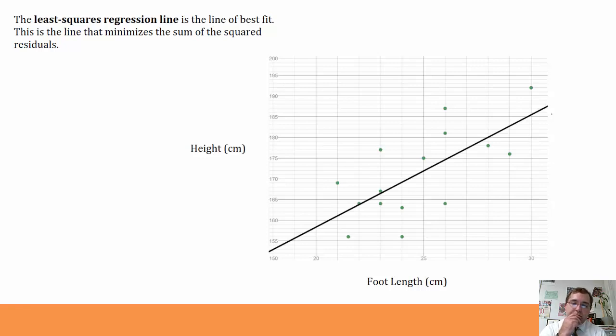So that is our goal in creating the line of best fit, is to minimize the sum of the squared residuals. So if I were to draw all of the residuals from each of these points to the line, each of these vertical segments connecting the points to the line, I want the squared values of those distances added together to be as small as possible.